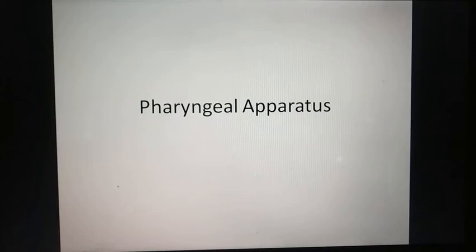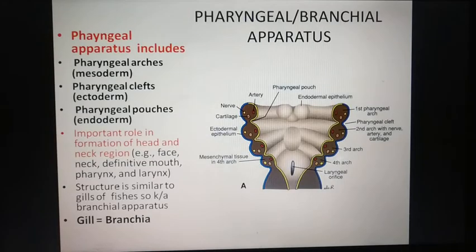Today, the topic of the class is pharyngeal apparatus. Pharyngeal apparatus is also called branchial apparatus because its structure is similar to the gills or the branchia of the fishes. Now, what are the structures which are included in the pharyngeal apparatus?